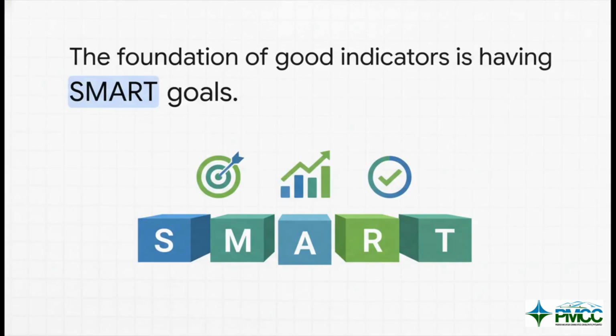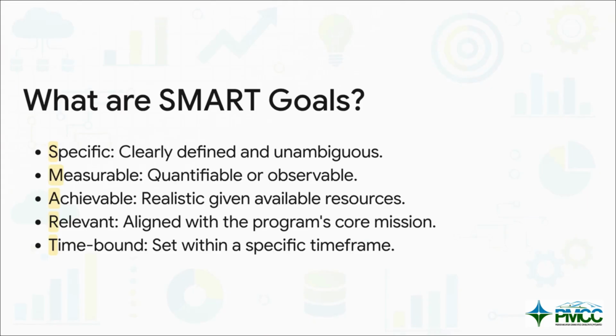And look, I really can't stress this enough. The absolute foundation for this entire process, for everything we're talking about, is setting SMART goals. If your goal is vague, something like improve literacy, it's basically impossible to measure. Good indicators can only be built on the solid bedrock of well-defined goals. So what makes a goal SMART?